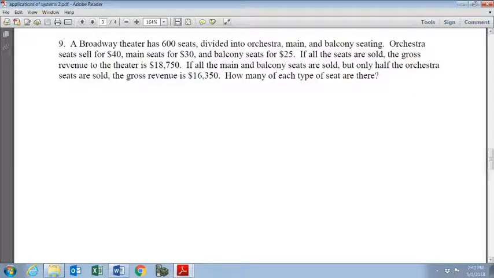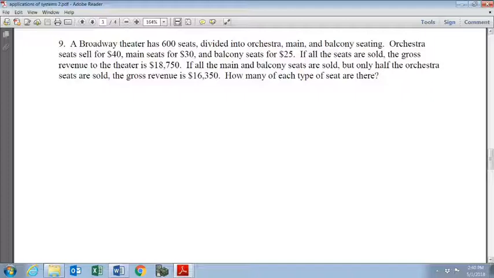All right, in these last four problems, we're going to write a system of equations. We'll change it to matrix form, and then we'll use our calculators to get our answers. And we want to make sure we always answer the question at the end.